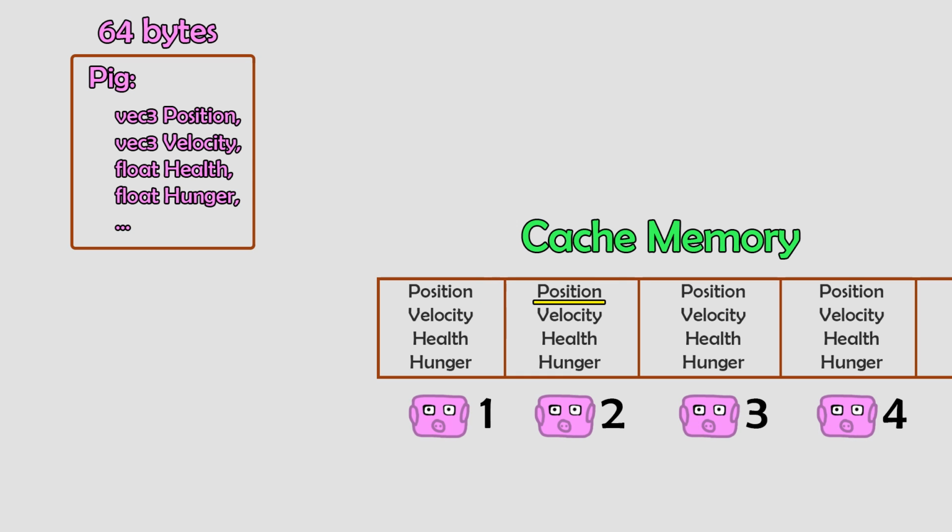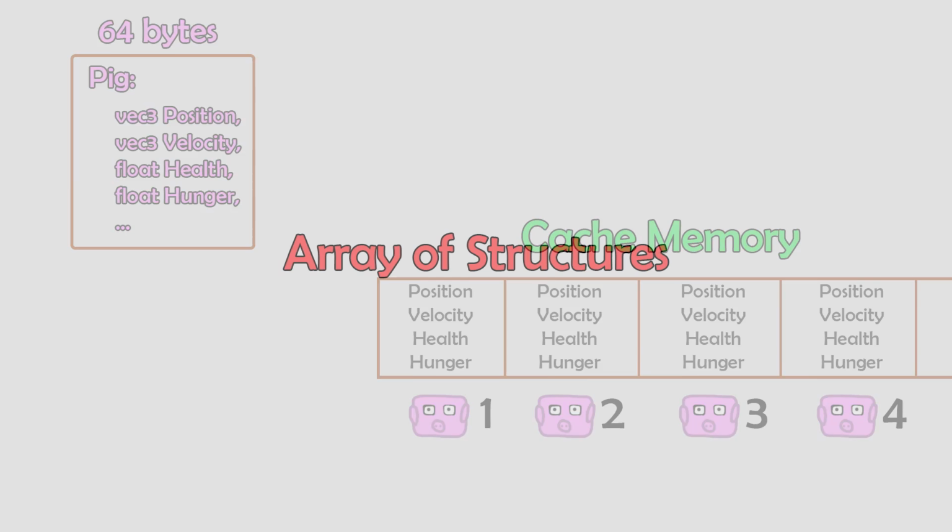Notice that to fetch a position for a pig, we are guaranteed to do a cache miss, so looping over many pigs will be very slow. Or I should say, slower than it possibly can. This approach of holding objects in memory is known as array of structures.